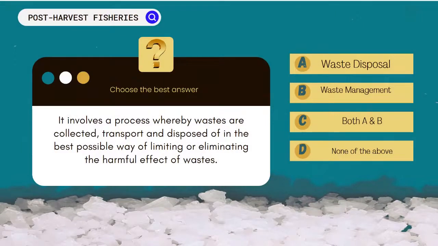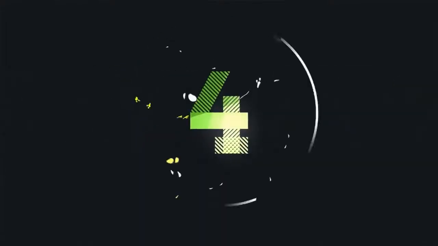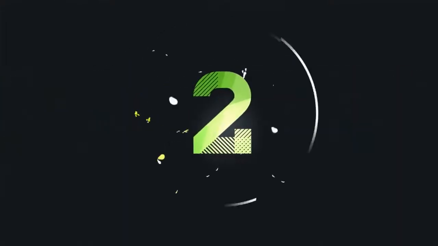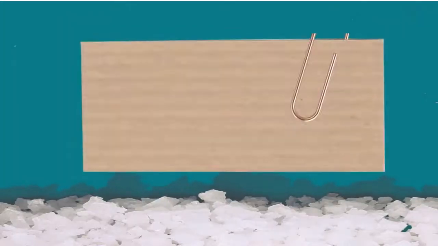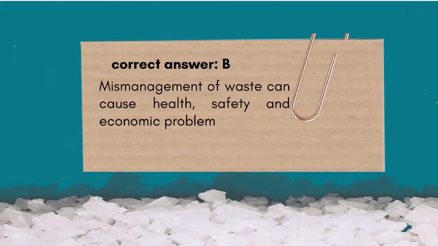It involves a process whereby wastes are collected, transported and disposed of in the best possible way of limiting or eliminating the harmful effect of wastes. A. Waste disposal. B. Waste management. C. Both A and B. D. None of the above. Correct answer is B. Mismanagement of waste can cause health, safety and economic problem.